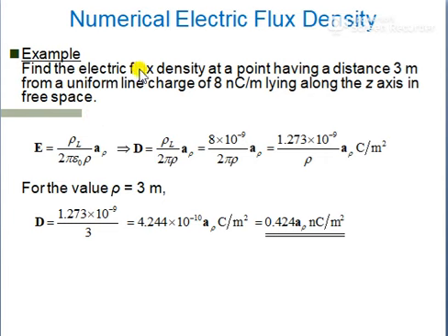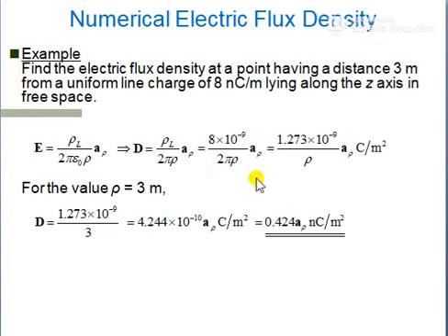So we want to find D at a point having a distance 3 meter from a uniform line charge of 8 nanocoulomb per meter lying along the z-axis in free space. The formula is E equals rho L by 2 pi epsilon naught rho, a rho. So D will be, with epsilon naught removed, rho L, which is given as 8 into 10 raised to minus 9, divided by 2 pi rho, a rho.